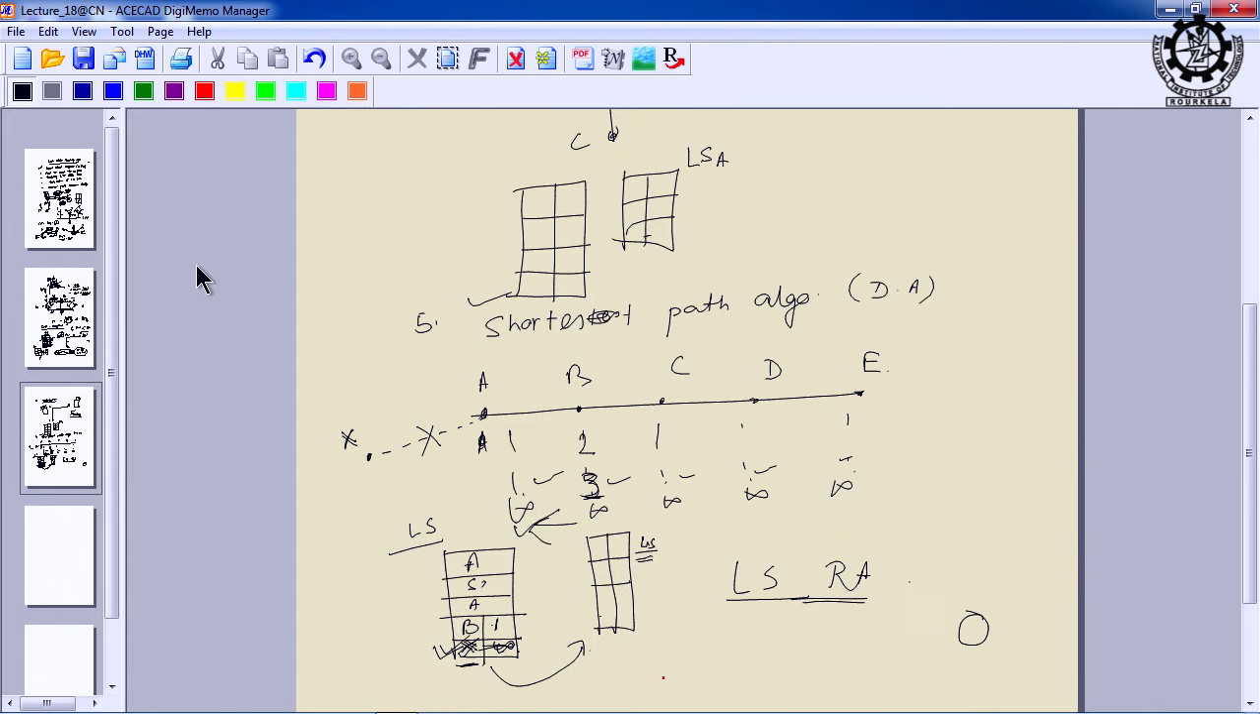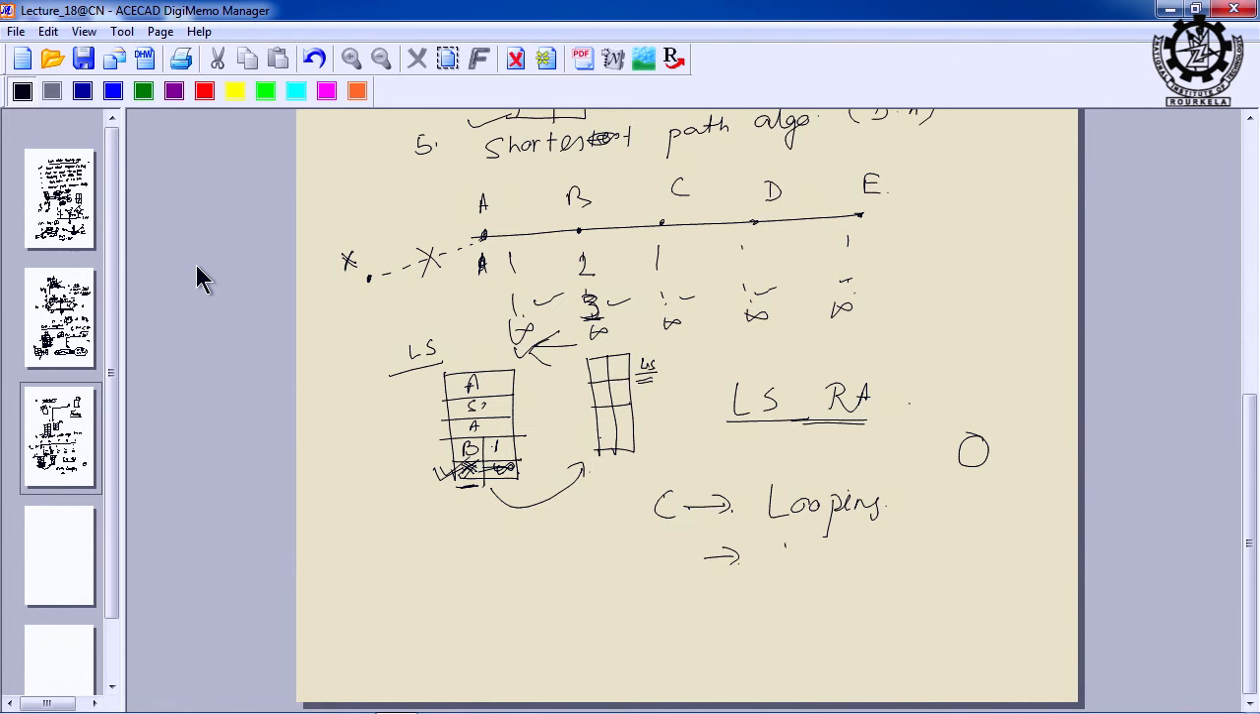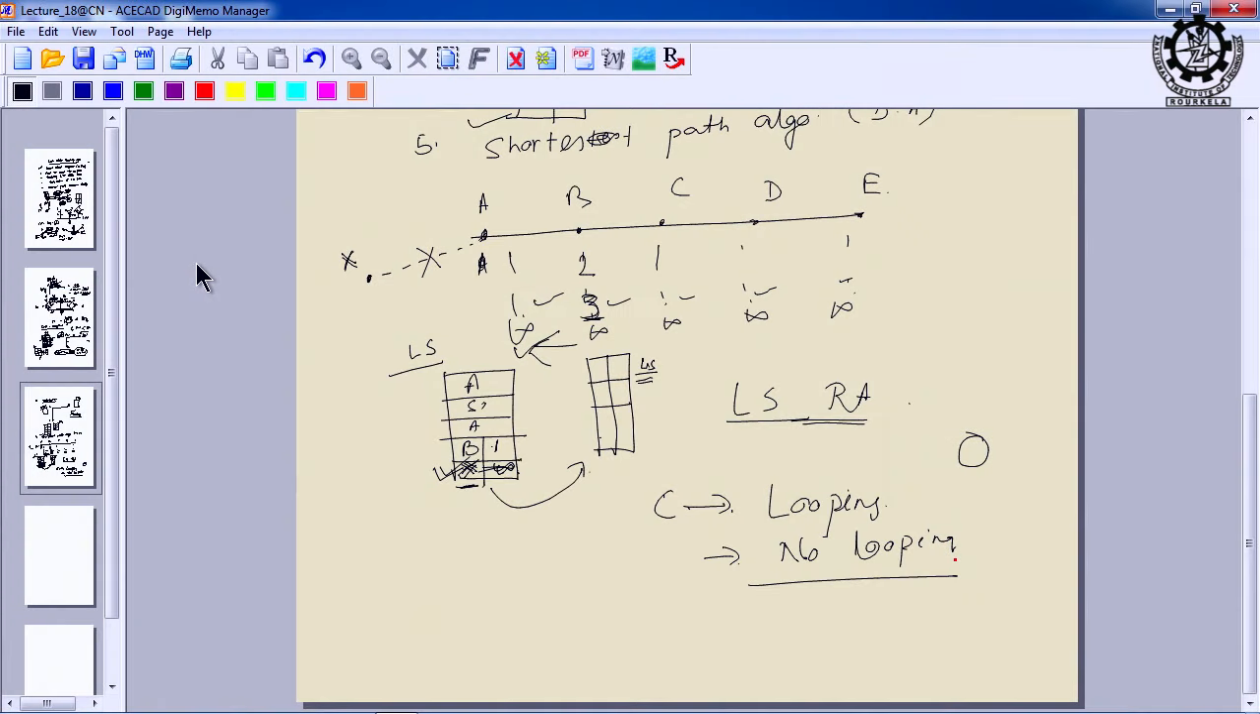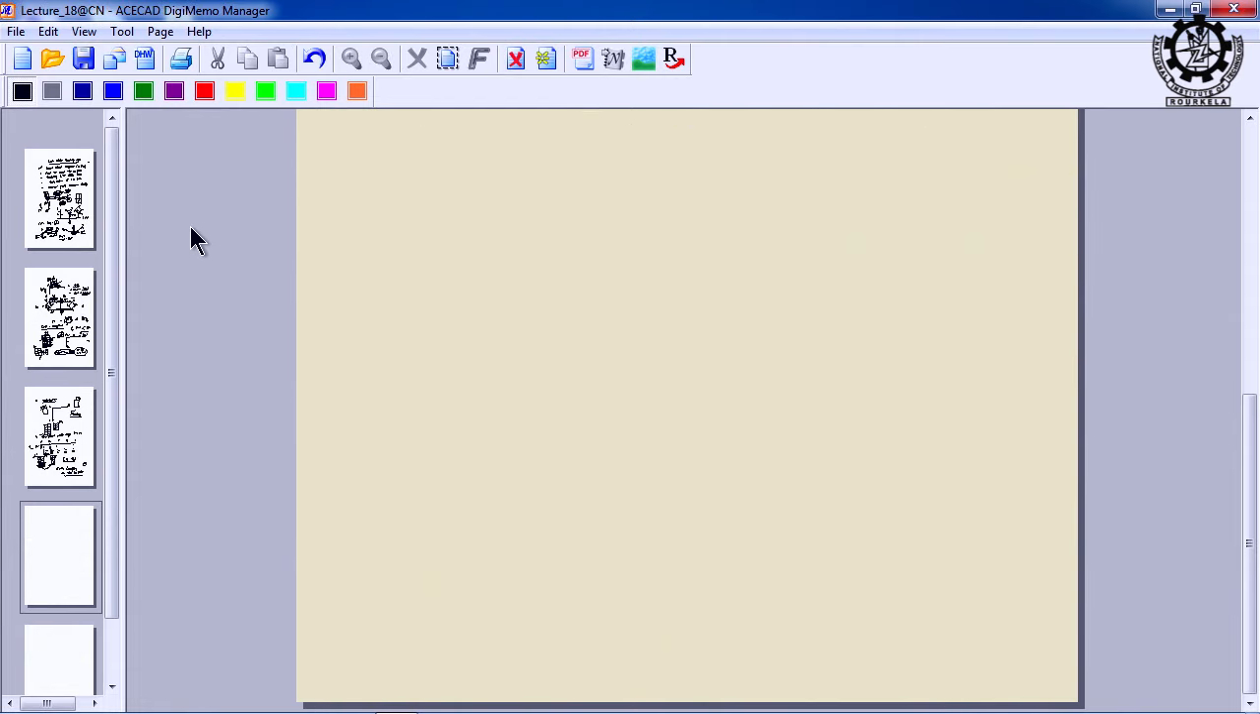The count to infinity problem is also called the looping problem. For any routing algorithm, when you validate it, it first says that there is no looping, meaning you do not have the count to infinity problem. There is always a termination. If you do not have any path to that node, it says there is no path, so no more searching if there is no connectivity. These are the different kinds of routing algorithms: shortest path, flooding, distance vector and link state routing.